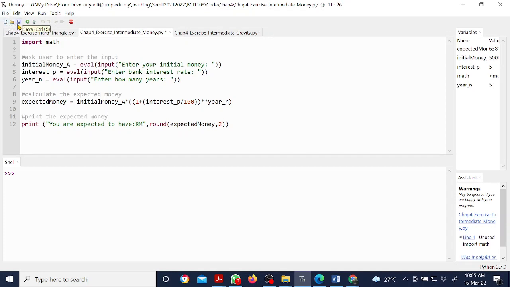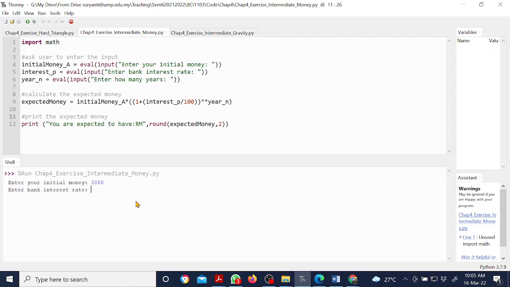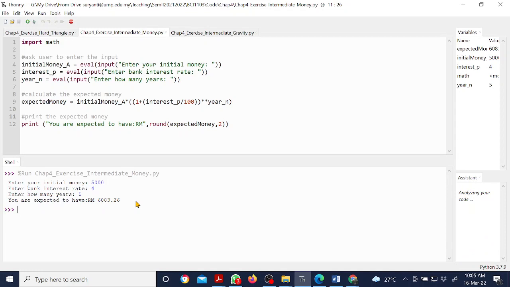Let's say my initial money is 5,000, for example. Interest rate, for example, 4%. How many years? I say 5 years. So the expected money I will get within 5 years is 6,083.26. Okay, I think all of this is okay? Can you do it? Can do. Okay.